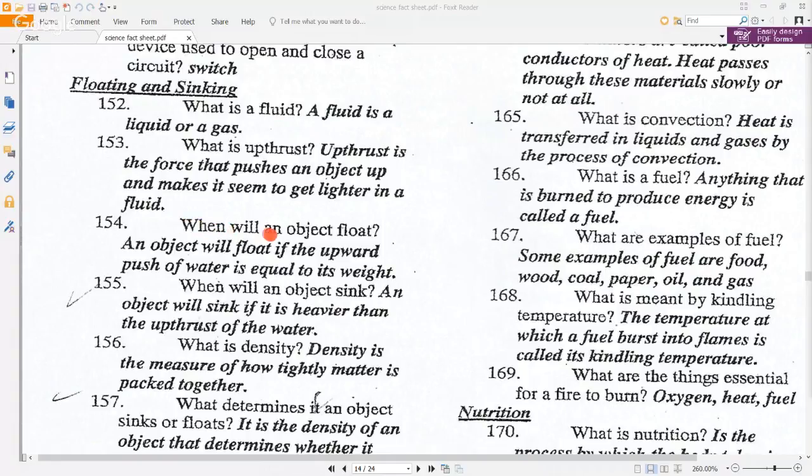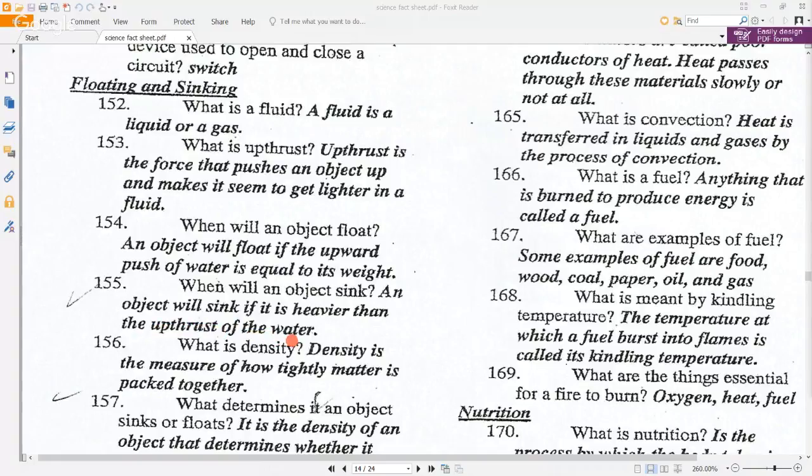When will an object float? An object will float if the upward push of the water is equal to its weight. When will an object sink? An object will sink if it is heavier than the upthrust of the water.